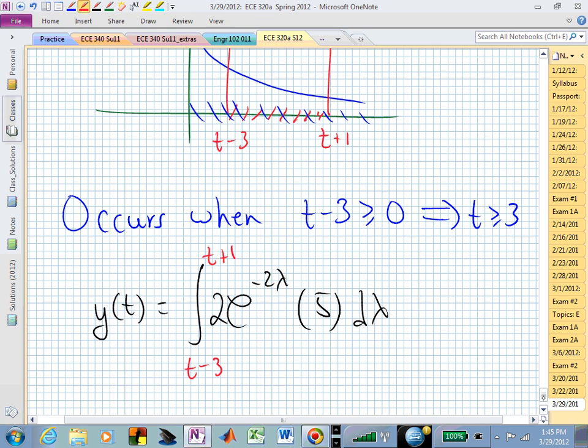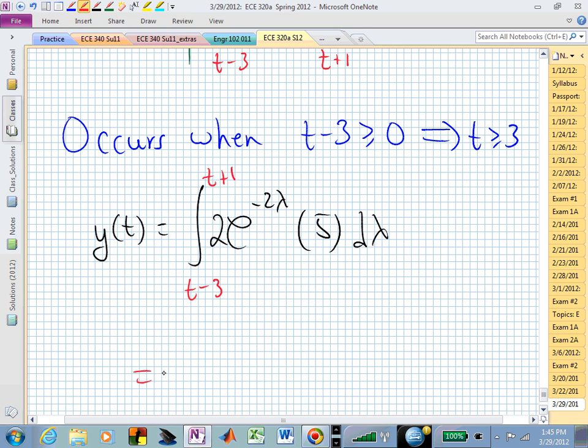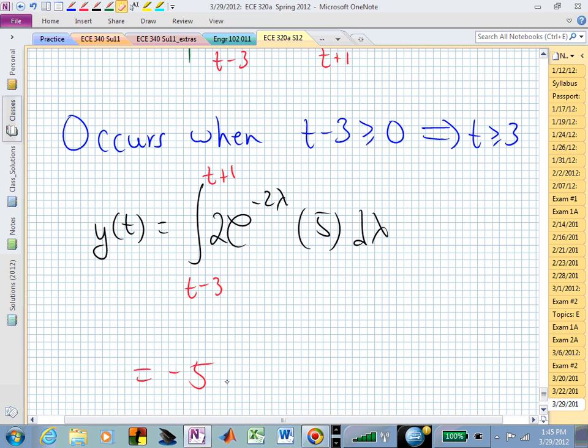And you integrate all of that out, and you end up with, let me clean it up even more, 5 e to the minus 2t times e to the 6 minus e to the minus 2, and that's true. And that e to the 6 minus e to the minus 2 is just a number. It's a big number, but it's a number. So you have something times e to the minus 2t for t greater than or equal to 3, and that's the infinite tail.